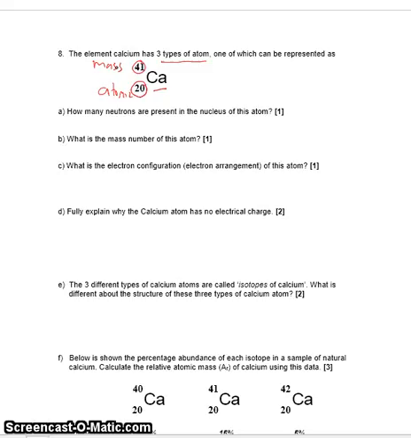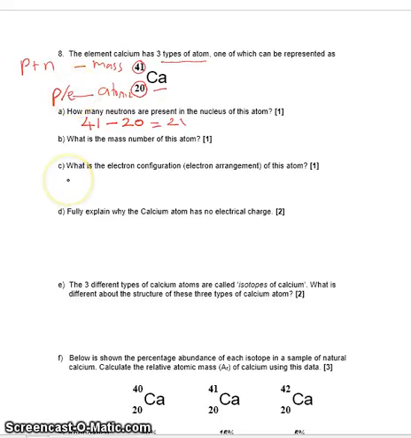Okay, how many neutrons are present in the nucleus of this atom is question A, and for this one we have to actually calculate them. We can't tell just by looking. So 41, the mass number, tells us the total number of protons and neutrons, and then the atomic number tells us the number of protons. So if we take the 20 away from the 41, we're left with 21 neutrons. Just a reminder, the mass number is the protons and the neutrons added together.